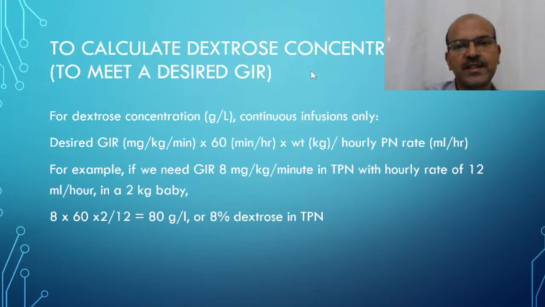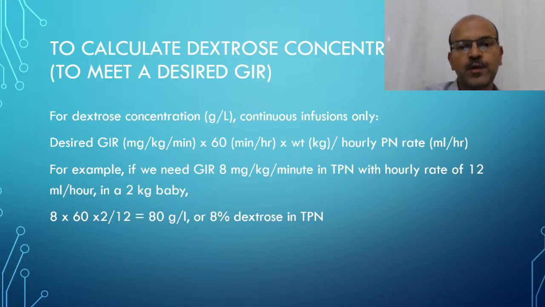So we can also calculate the dextrose concentration we need to achieve a certain glucose infusion rate in the TPN. So the desired glucose infusion rate times 60 times weight divided by the hourly parenteral nutrition rate. For example, if we need a glucose infusion rate of 8 milligram per kilogram per minute in the TPN with an hourly rate of 12 ml per hour in a 2 kilo baby, so 8, which is the GIR, times 60 for the number of minutes times the weight of 2 divided by the infusion rate of 12. So we get 80 grams per liter or 8% dextrose to be used in the TPN formulation.